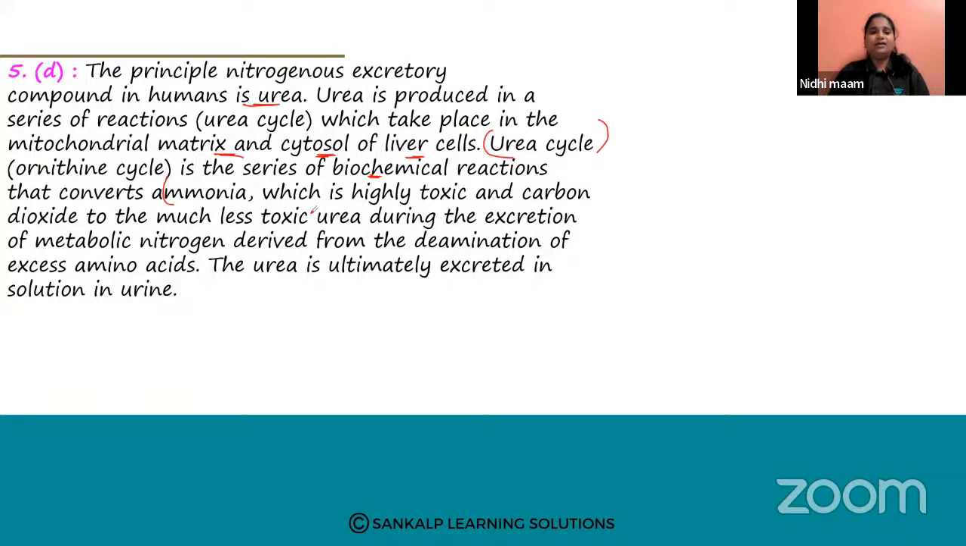Okay, then less toxic. How does it convert? By the deamination of excess amino acids. The urea is ultimately excreted in solution in urine through the kidneys. So the right answer is option D.